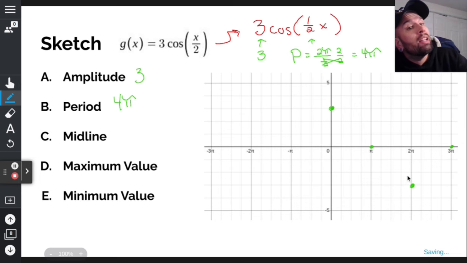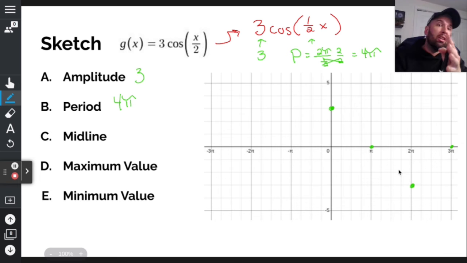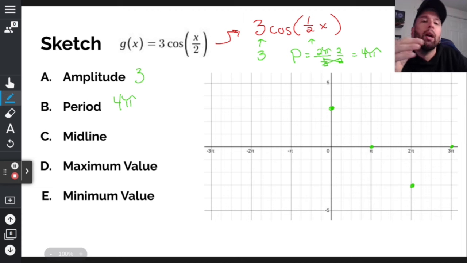Now, cosine is an even function. And since I didn't shift anything, especially left or right, horizontally, I know what's going to happen.